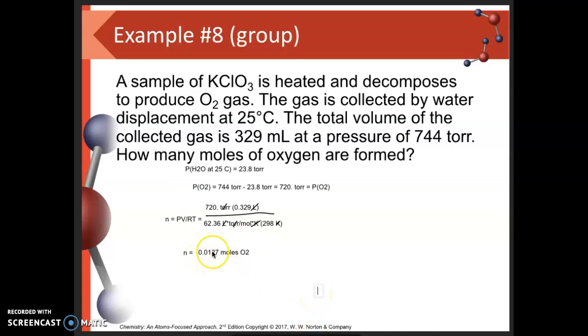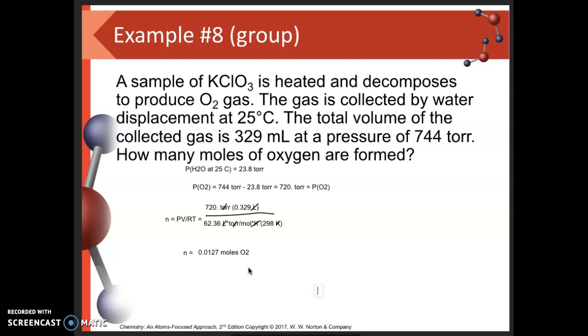And with that, going back to what we saw in the last video, now we could take that number of moles of oxygen and use it to figure out how much potassium chlorate was there, how much potassium chloride is the byproduct left over. Lots of different directions that we can go with it here. But that's one of the ways that we can use Dalton's law of partial pressures in a real laboratory situation.